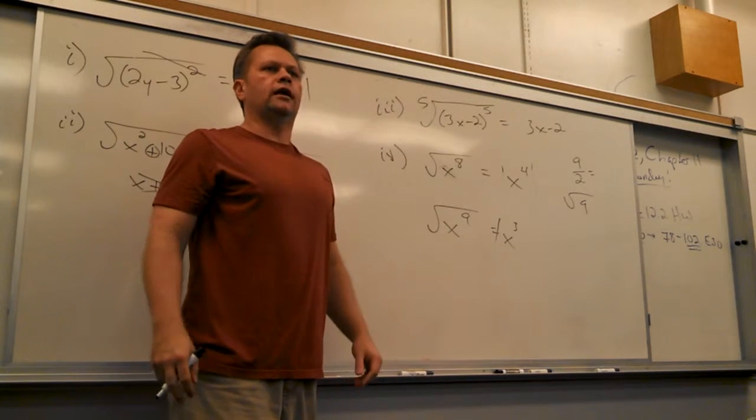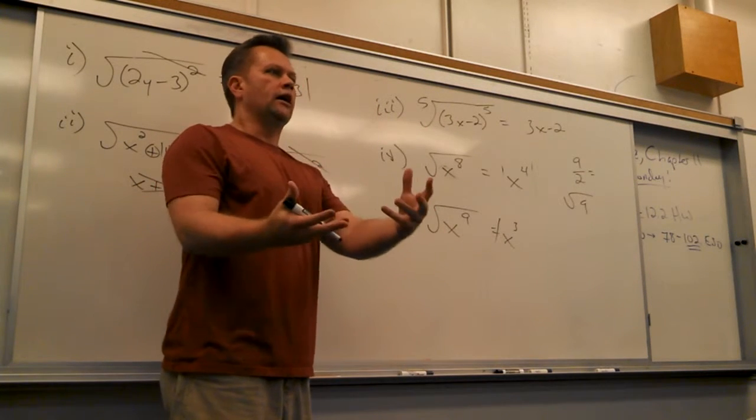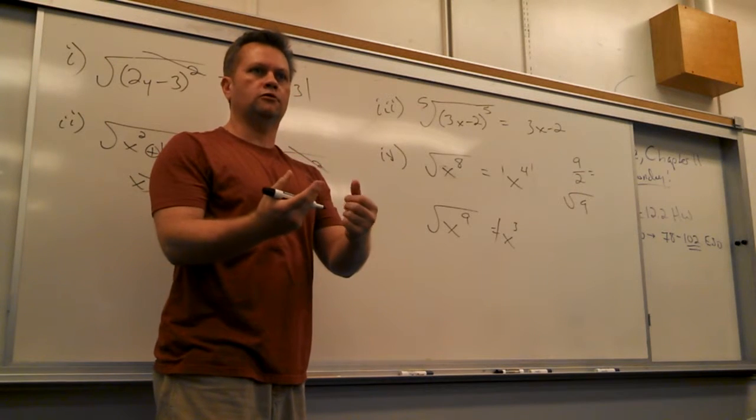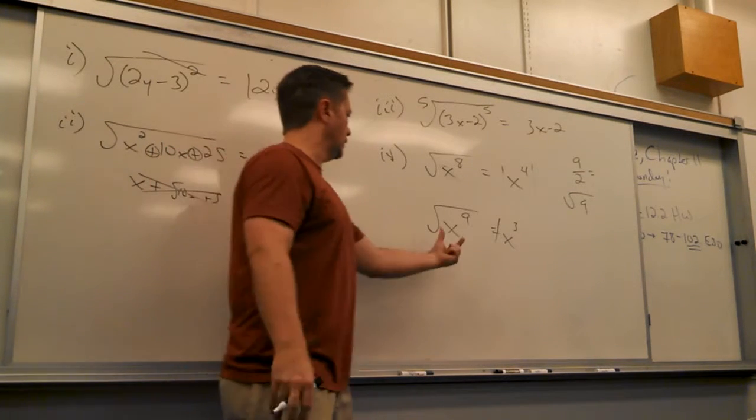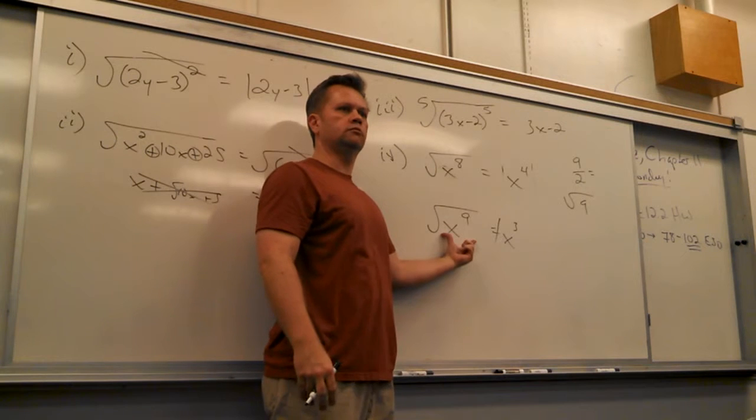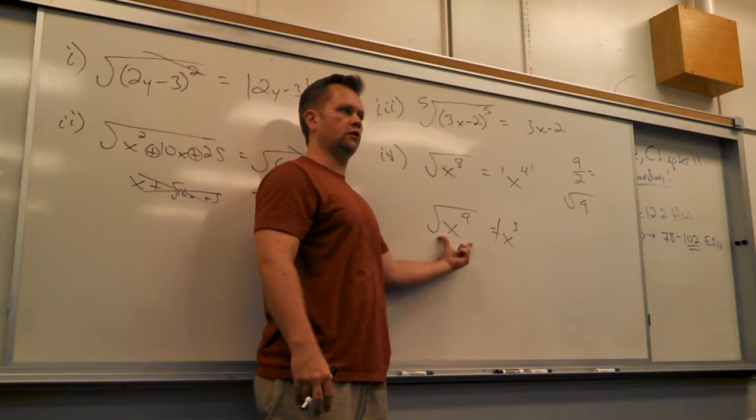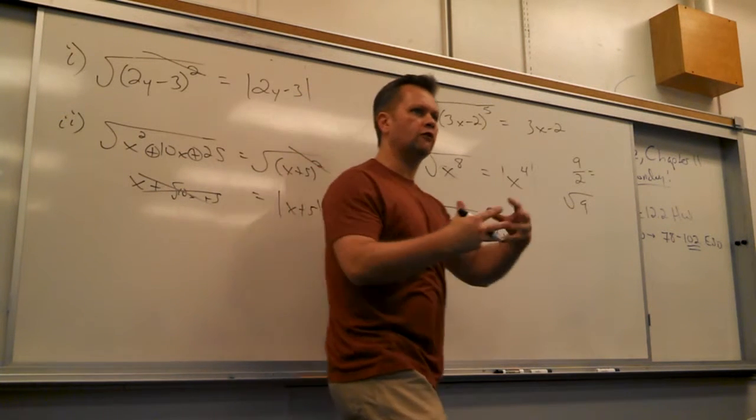down. They're looking at it as the square root of 9. I'm not square rooting 9. I'm square rooting x to the 9th. Are there any 9s in here? Nope. There are 9 x's in here, right? So it's different. You gotta be careful.